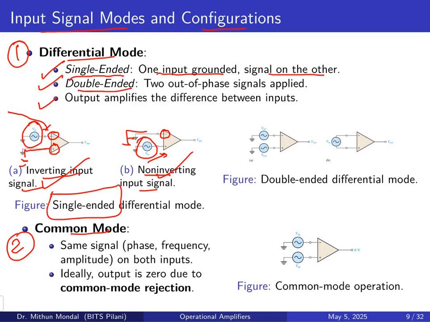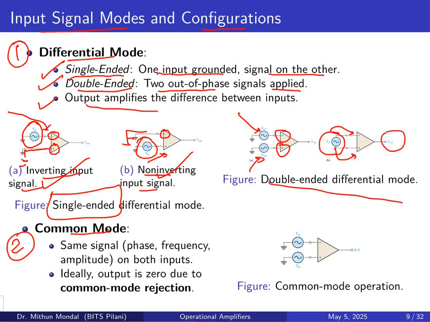In the double-ended, you have two out-of-phase signals applied. So to both negative and positive, you will be giving a supply. So the differential voltage will be given to the input terminal, and this can also be represented as a single input, which is connected with the input terminals inverting and non-inverting, and you'll get the output. So this is double-ended differential mode. So the output amplifies the difference between the inputs. Whatever input we give, the output that we get is basically the amplification of the input.